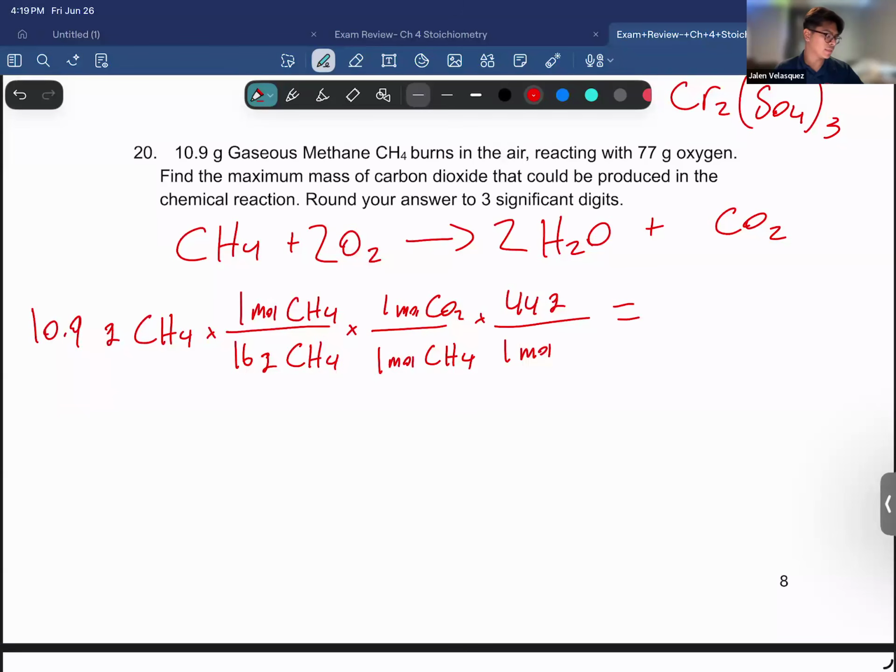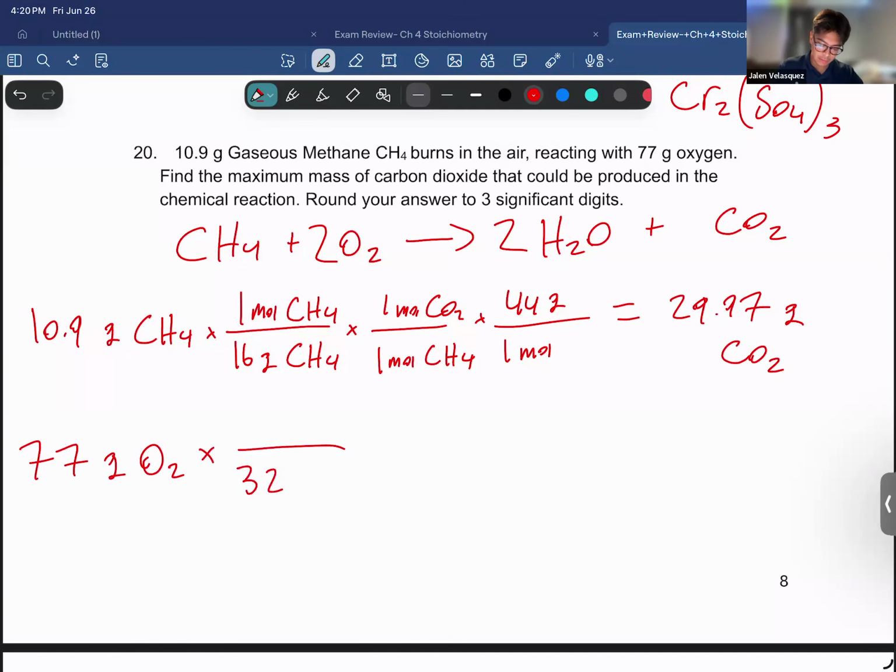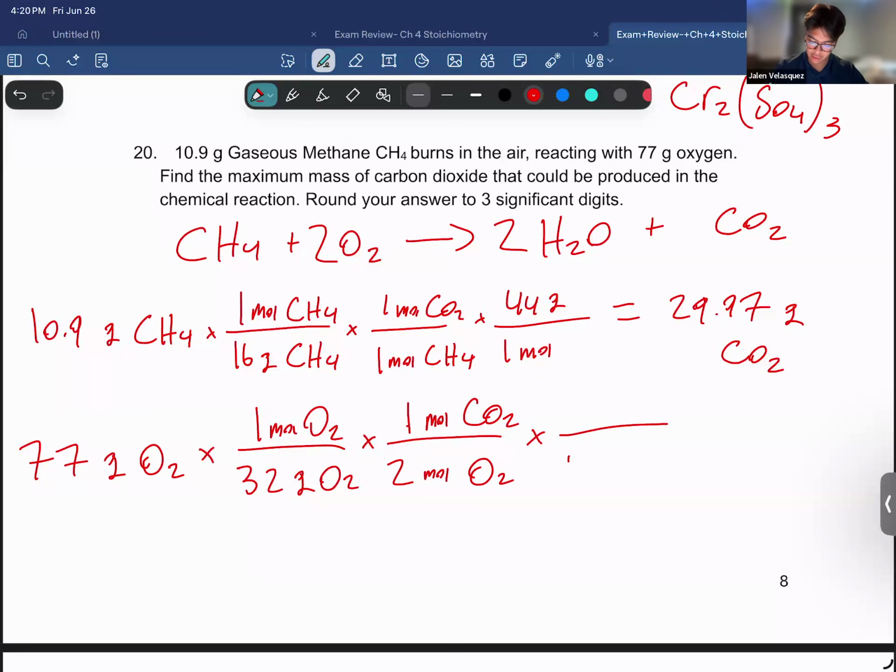So when you calculate the mass of methane to the mass of CO2, it's 29.97 grams of CO2. Let me do the same thing for oxygen, where we have 77 grams of O2. Go grams to moles, from the moles of oxygen to the moles of CO2 by the mole ratio, and then finally to the grams.